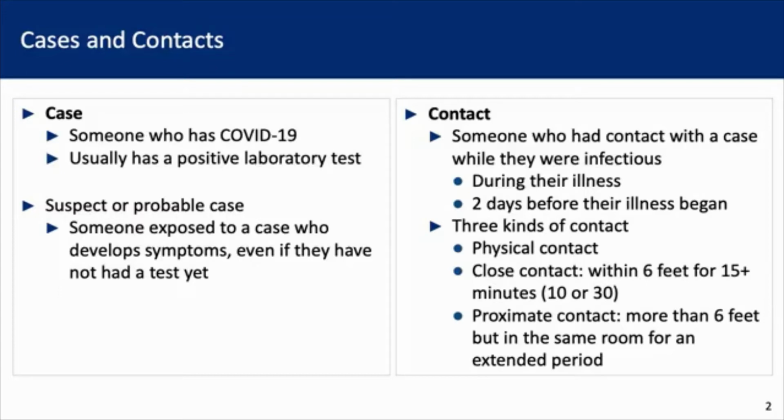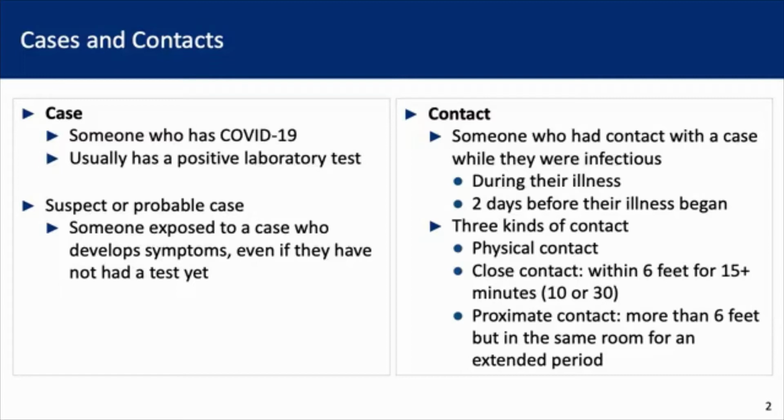Sometimes we may refer to cases that are suspect or probable cases, which means they may not have had a test yet, but we think they probably have the disease. So that could be someone that you know was exposed to another infectious patient, so you think they probably have it, but they just haven't had their test yet. But sometimes we refer to them as cases as well. So a contact is someone who had contact with a case while they were infectious. So basically, this is someone who's been exposed to someone who was infectious. And we care about contacts because they could have been infected.